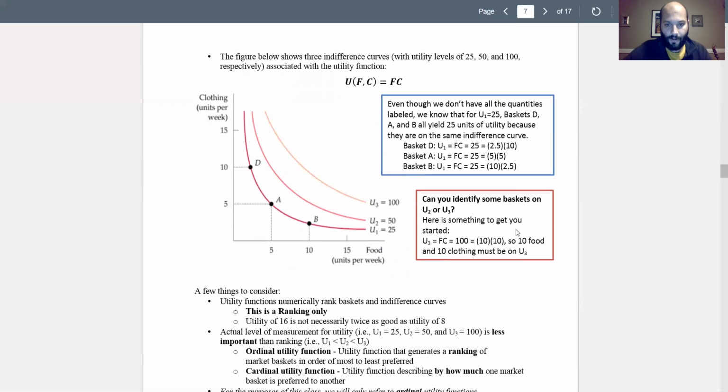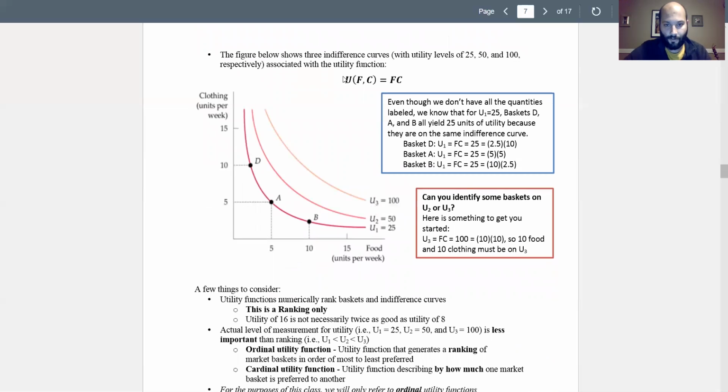So let's have a look at this utility function. Once again, we're talking about food and clothes. Utility is a function of food times clothing. All right, so mathematically, we can actually find what are the points on any given indifference curve if we know what is the utility level. So we've specified utility level of 25, and we would just want to find different combinations of food and clothes such that F times C equals 25.